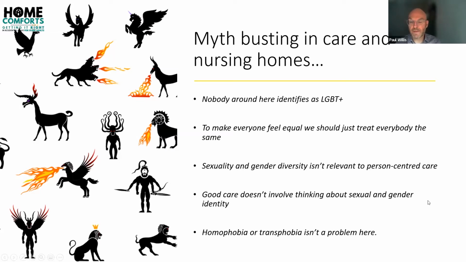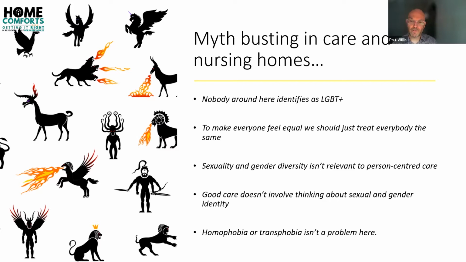And similar to the person-centered care claim, the fourth claim there, that good care doesn't involve thinking about sexual and gender identity. And again, we'd argue that it is really important. It's important that people feel safe and comfortable, and that they are able to talk about a whole range of different aspects of their identity and life history that matter to the kind of care they receive now.